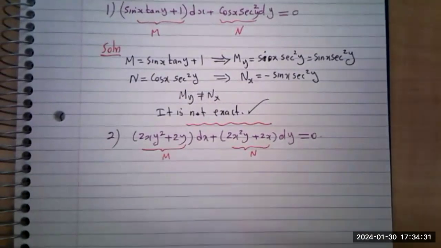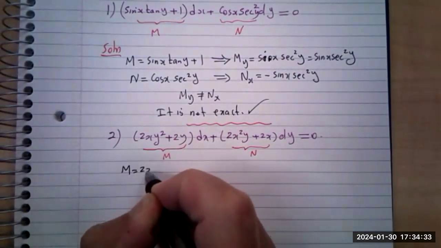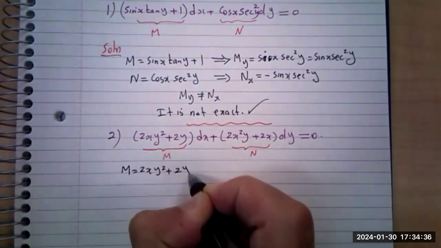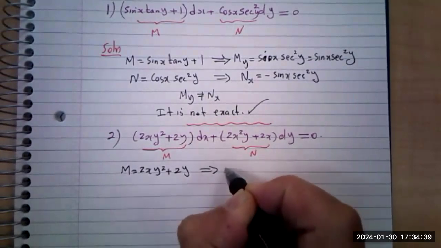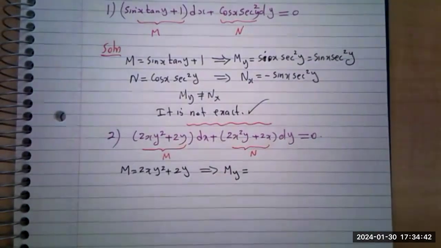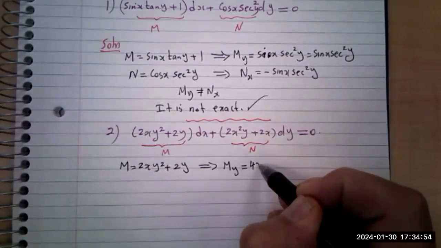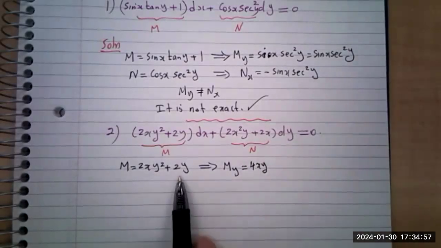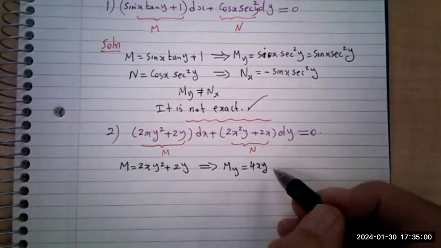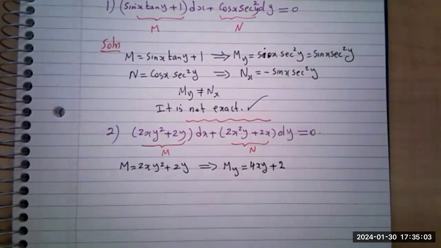Start with the M, which is 2xy squared plus 2y. Differentiate with respect to y. X is a constant. So differentiating 2y squared would be 4y, so 4xy. And the second one, differentiate with respect to y, the derivative of 2y is 2. So that gives you 2. Any question? When differentiating with respect to x, if it's a factor, it stays as is because it's a constant. If it's isolated, the derivative would be 0.